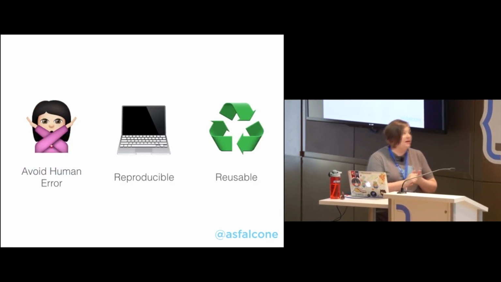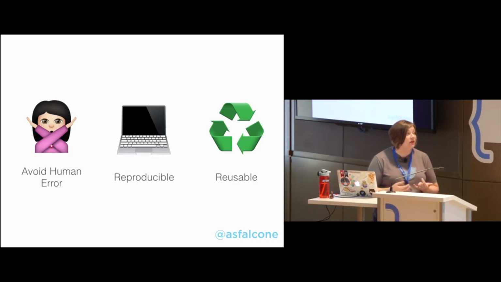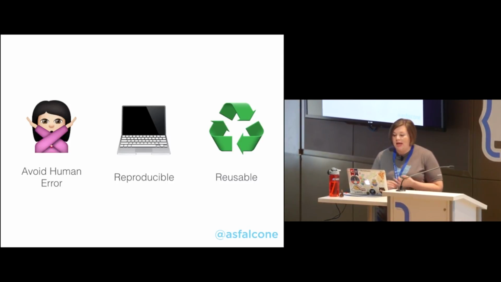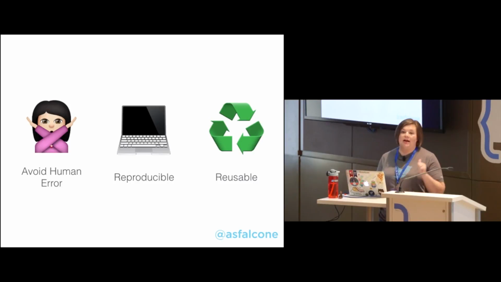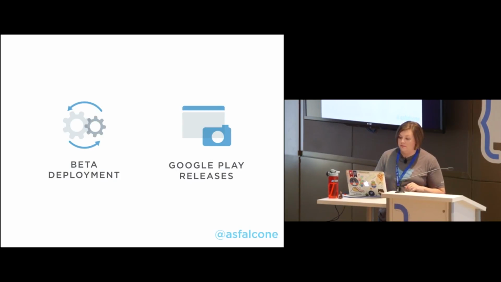So what is it? I mentioned it avoids human error by storing all of the information in configuration files. It gives you reproducible builds. You check those files into Git. Any person on your team can do a release. And it's reusable. You set it up one time, and every time it's one click to do the deploy that you want. I don't have time today to cover all of the different things that Fastlane can do, but I am going to cover 2 different topics, specifically doing a beta deployment and a Google Play release.